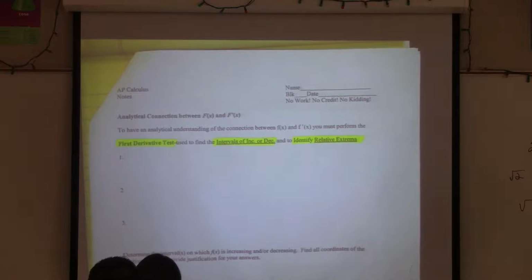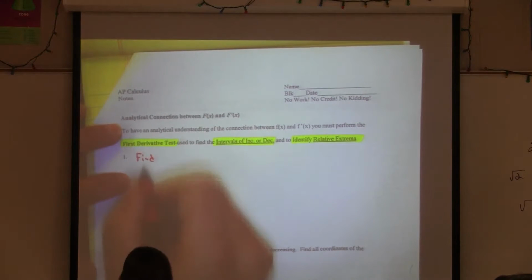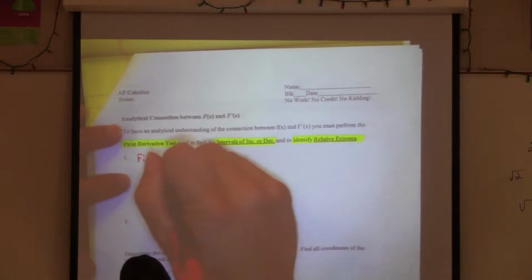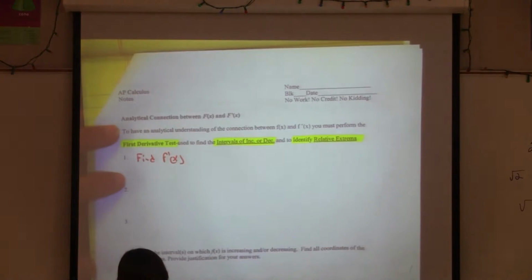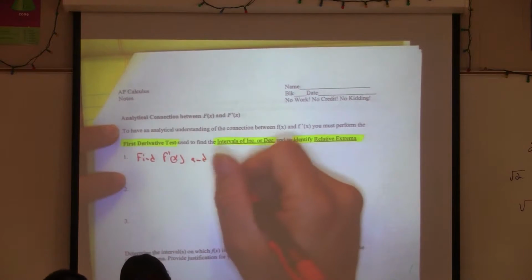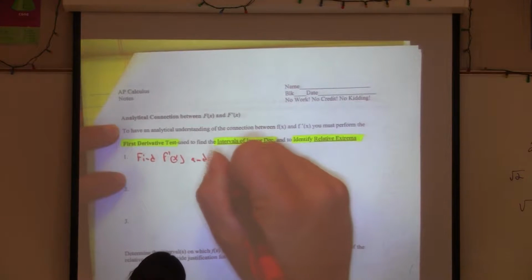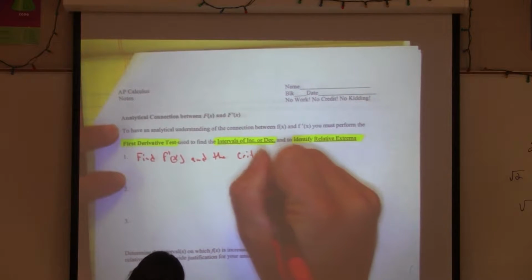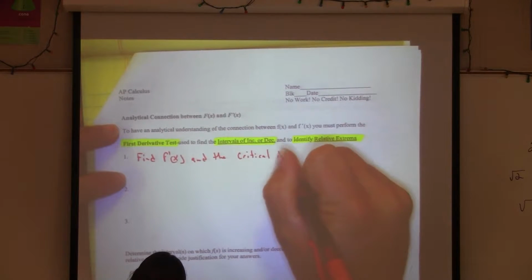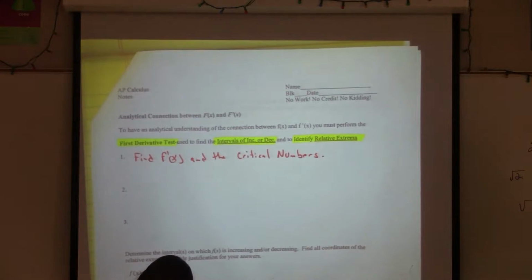We're ready? Yes. So let's write down the 3 steps for the first derivative test. Right? The first step is to find, obviously, what we need, which is the what? The derivative of the given function, okay? And we're going to have to find something known as the critical numbers. Anybody know what critical numbers are?